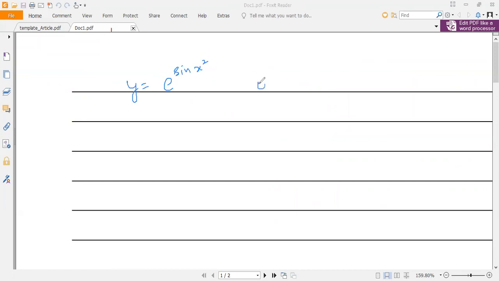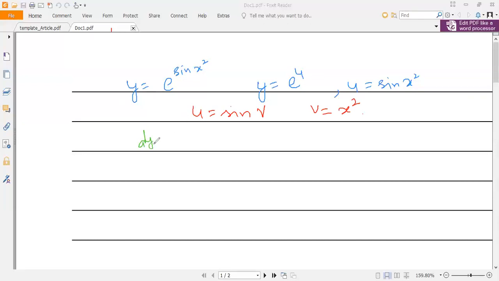So you can see here y can be treated as e to the power. Let me treat this as a separate function, e to the power of u, where u is equal to sine of x square. Now u can be treated as sine of x square. I can substitute x square as v, so we can say sine of v, where v is equal to x square. So now I can go on and solve this function.